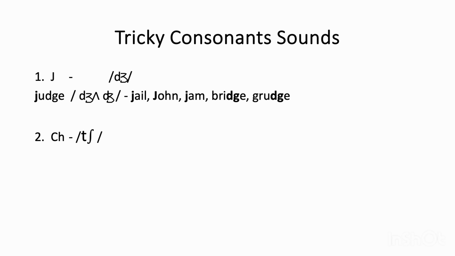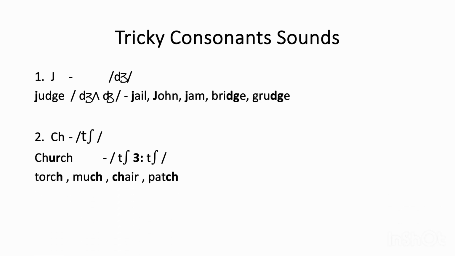Then we move on to the second one, the ch sound. It is produced or realized when you use the letters CH together in a word. We have examples like church, with the sound at the beginning and at the end. In this case, we have the medial sound being highlighted for you. So we have other examples: torch, match, chair, patch. In all these cases, you realize the ch sound being used.